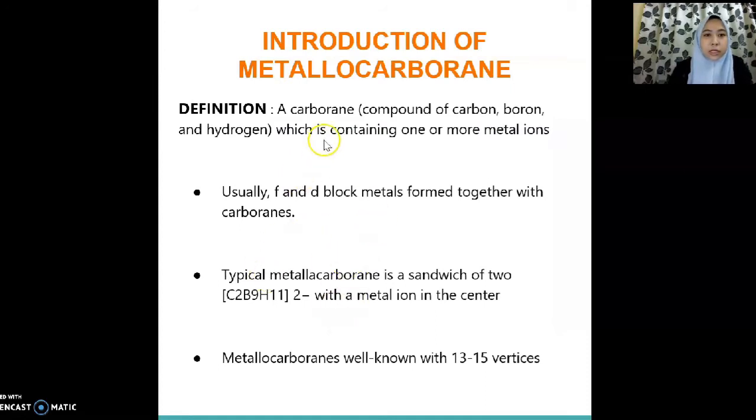So let's start. This is the introduction of metallocarborane. The definition is a carborane, which is a compound of carbon, boron, and hydrogen, containing one or more metal ions such as nickel, iron, and also cobalt. Usually, f and d block metals form together with carboranes, and typically the metallocarborane is a sandwich of two carboranes with a metal ion in the center. It is known with 13 to 15 vertices, but usually we see the 14 vertices metallocarborane.